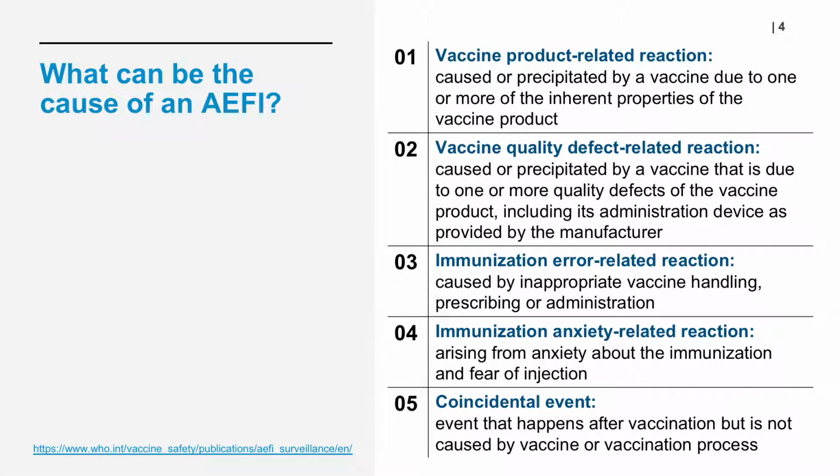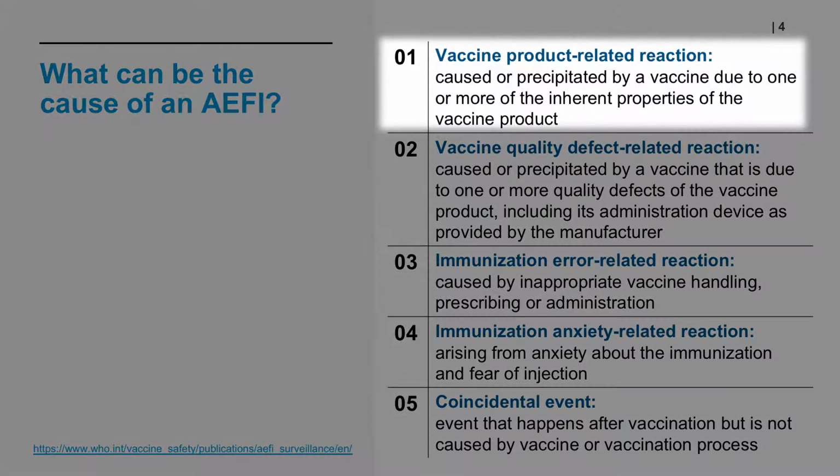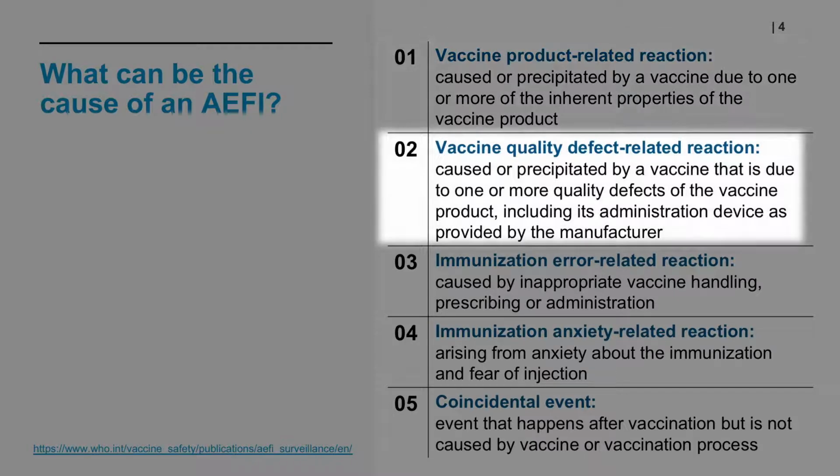So what can be the cause of an adverse event? An adverse event can occur because it could be a vaccine product related reaction, which means the contents of the vaccine itself were responsible for the adverse event, or it could be due to a quality defect related reaction where during the time of manufacture, there could be a problem with its manufacturing process or with the device which is supplied by the manufacturer, resulting in the adverse event.